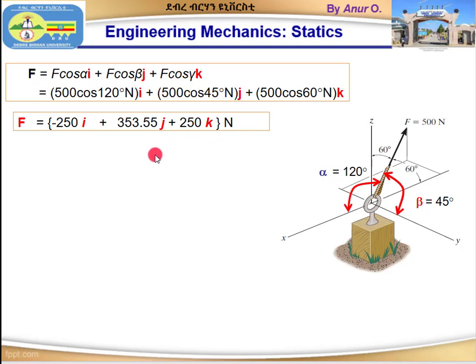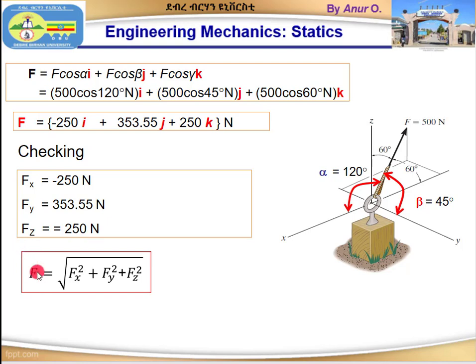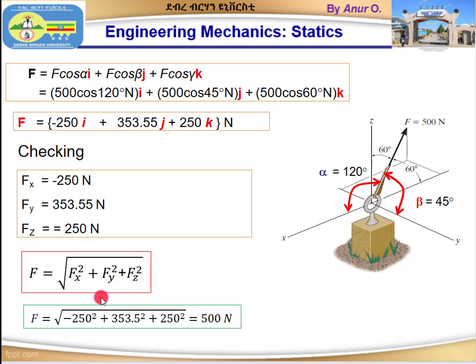So we can check whether the angle we have chosen for beta is correct. From this Cartesian vector form, Fx is negative 250 Newton, Fy is 353.55, and Fz is equal to 250 Newton. Using the formula F is equal to the square root of Fx square plus Fy square plus Fz square, substituting the values, this will be 500 Newton.